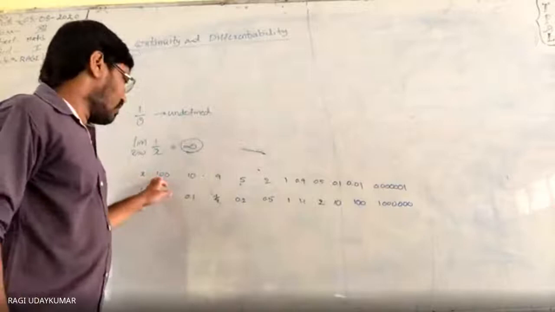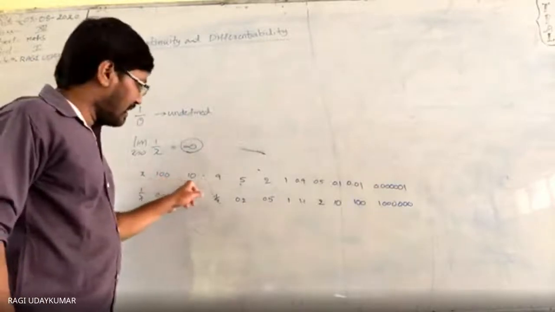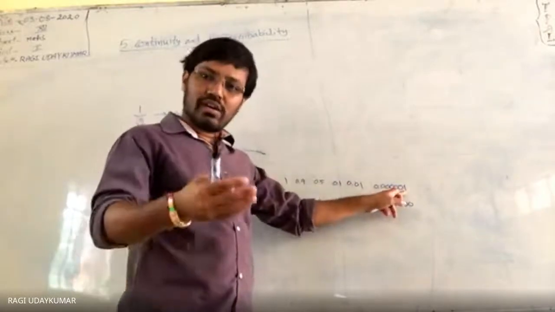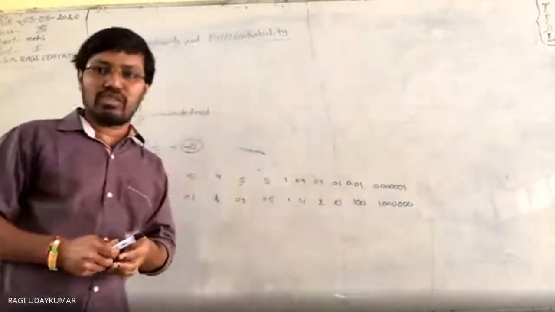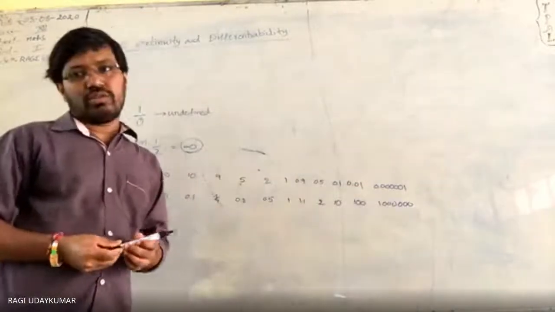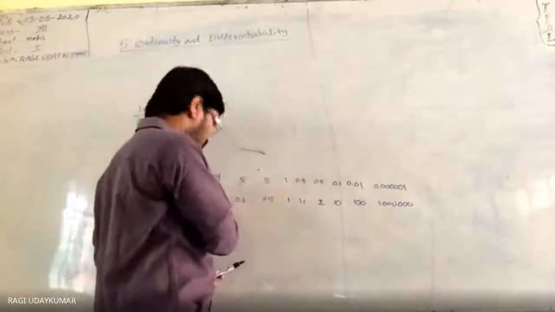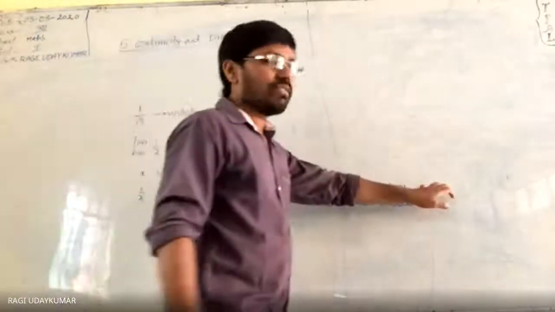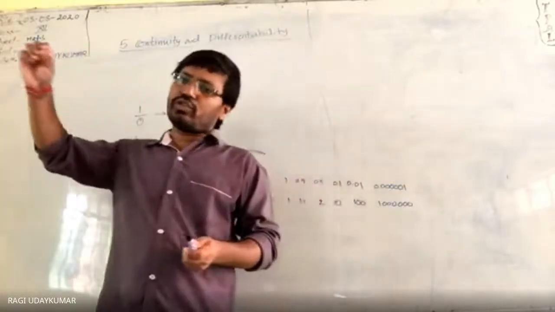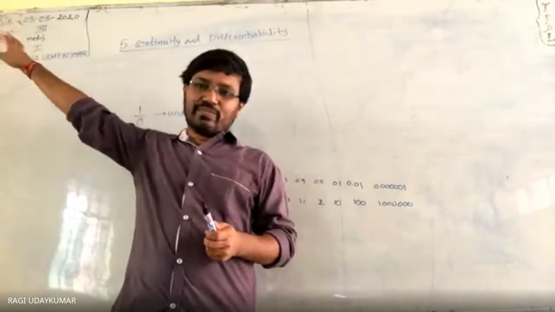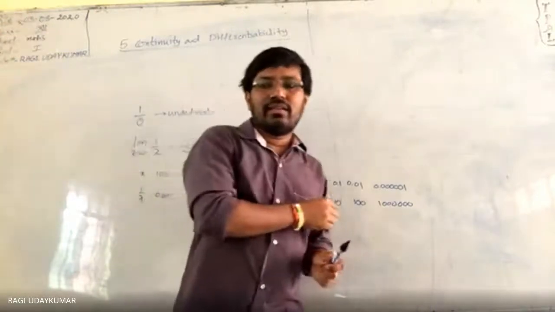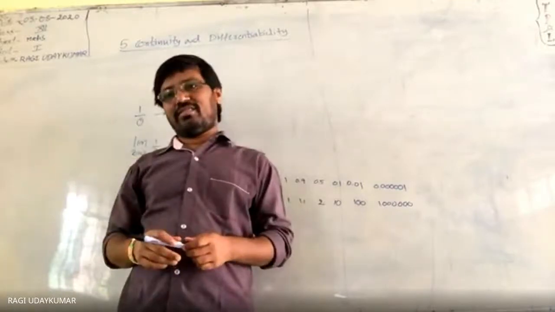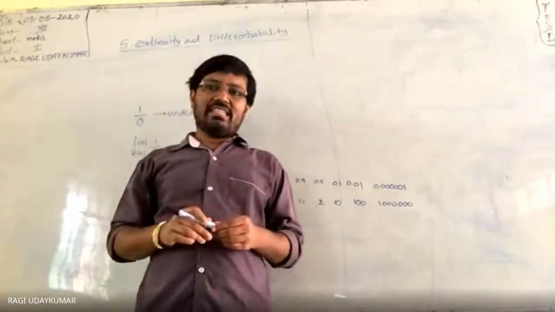I started from x is 100 and I am decreasing it. It is not 0, but it is going towards 0. It is approaching 0. When it is approaching there, the value of 1 by x, if you observe, is going to a very big number. Here if you take the x value as 0.000...1 with 100 zeros, then you will get 1 by x value as 1 followed by 100 zeros, that means 10 to the power of 100.